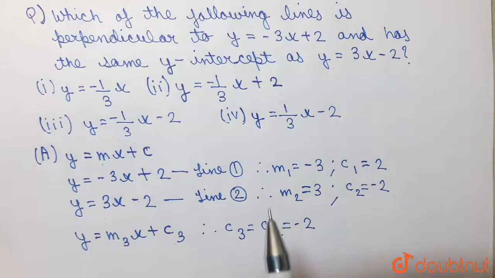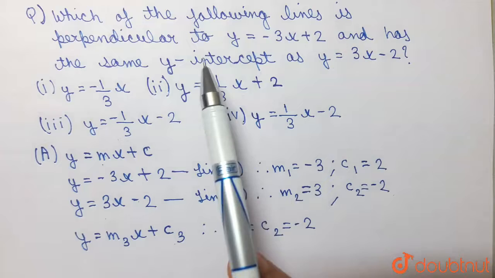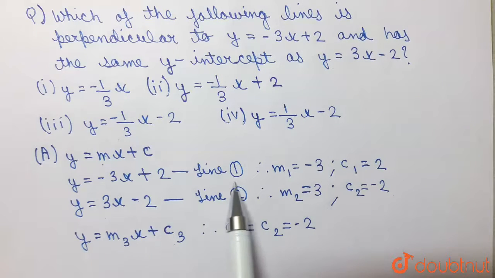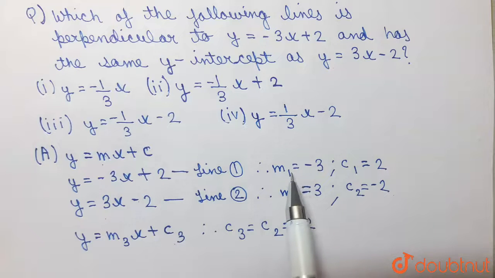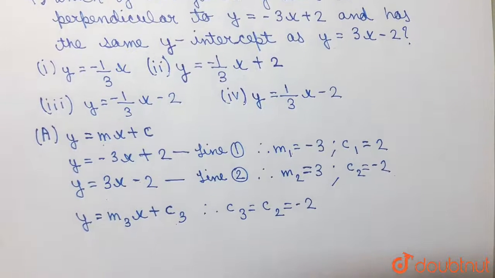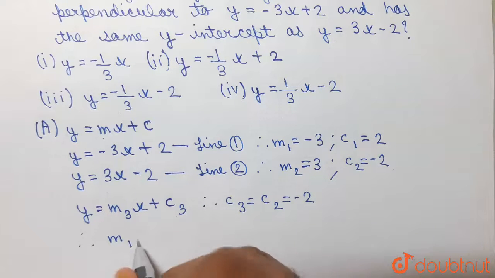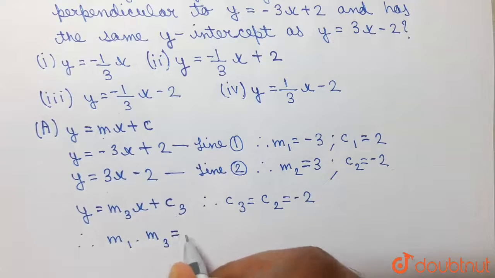Also, the question states that the required line should be perpendicular to y is equal to minus 3x plus 2, which we have assumed as line 1. So line 1 and the required line should be perpendicular, and as we know, the condition for the perpendicularity of two lines is that the product of the slopes of both lines should be minus 1. So the slope of this line is m1 and the slope of the required line is m3. As they are perpendicular, we can write m1 into m3 is equal to minus 1.